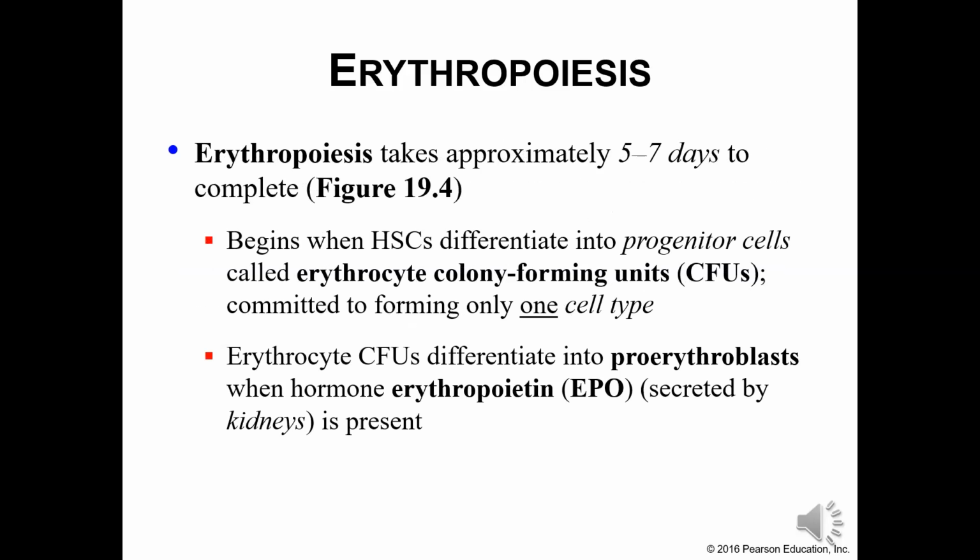It takes about 1 week, 5 to 7 days, for erythropoiesis to occur. It begins initially when the stem cell differentiates into a progenitor cell, referred to as an erythrocyte colony forming unit. At that point, they're committed to forming only one cell type. The erythrocyte CFUs then differentiate into what we call proerythroblasts only when the hormone erythropoietin, which we generally abbreviate EPO, secreted by the kidneys, is present.